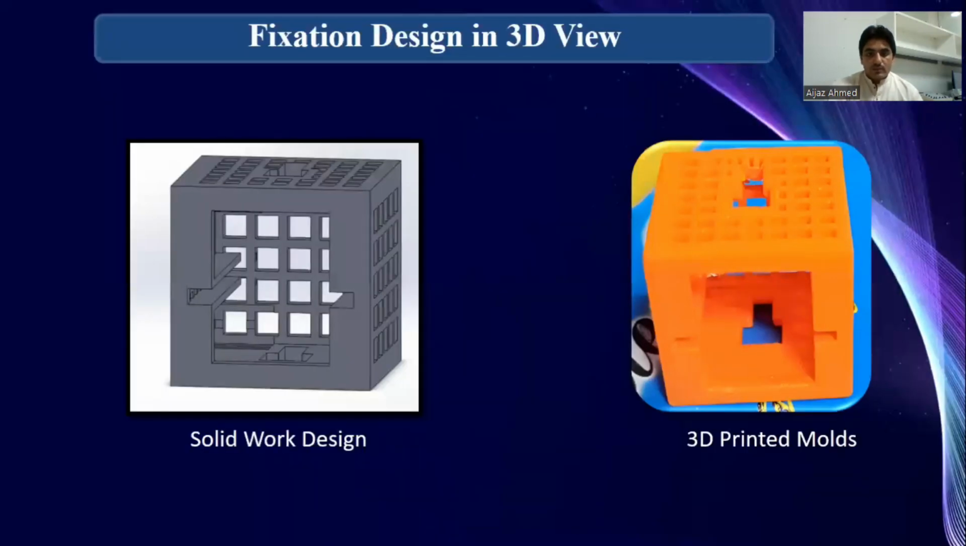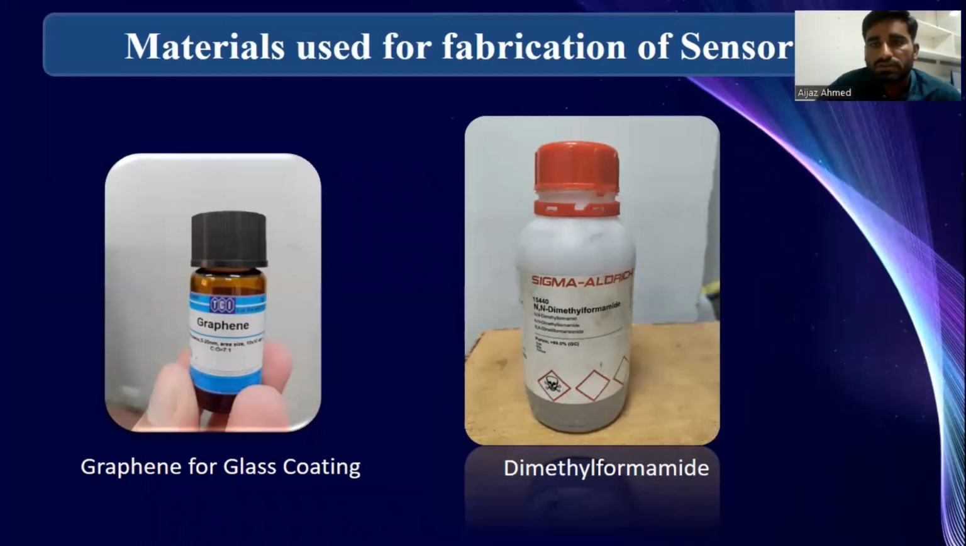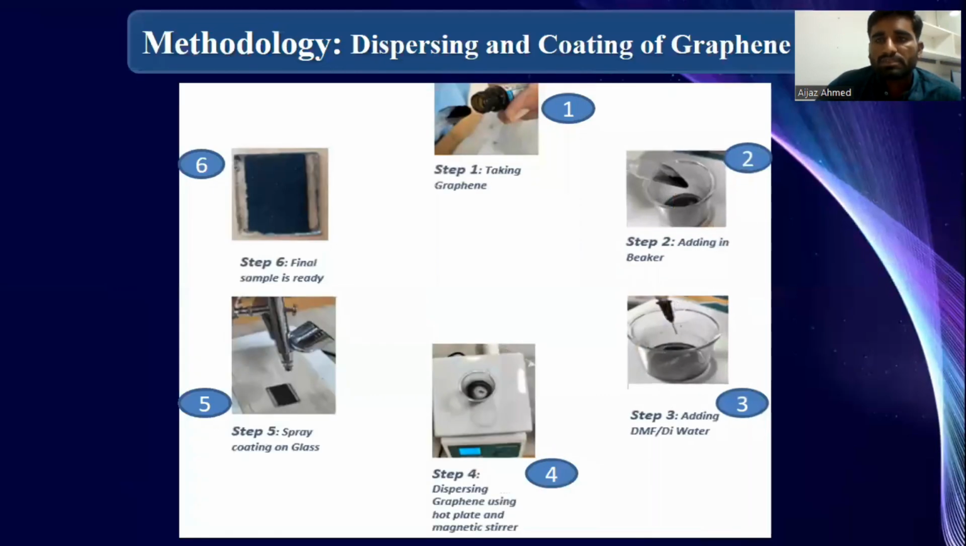So this is the last picture, the fixation design in 3D view. This is the SolidWorks 3D view, and this is the 3D printed design in 3D view. After that, there is the graphene material. We used a strong solvent, that is dimethylformamide. After that, this is the complete methodology of our project.